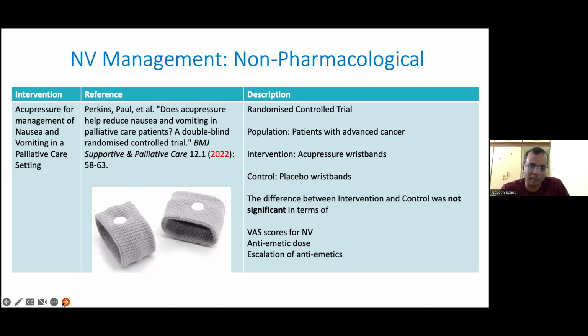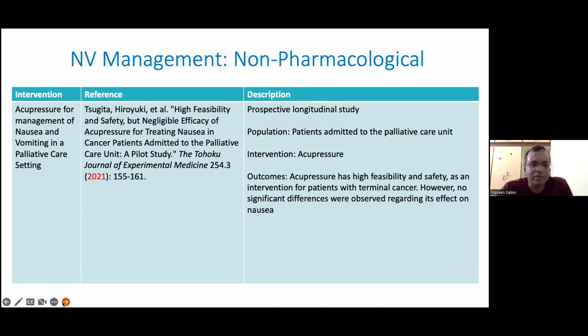So acupressure: it was a negative trial, which was published in 2022, where acupressure did not improve the nausea in terms of VAS scores, that is visual analog score, did not improve the need for antiemetics, or did not stop escalation of antiemetics.